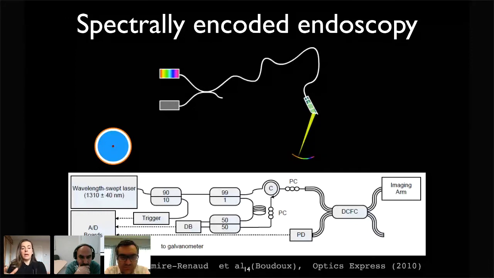This is how we make the circuit. But I think the important point for today is to show that all the black lines are fiber optics. And this is an entirely fiber-based system. So there's no free space. This is robust. You can go to the clinics and back, and you don't have misalignment.